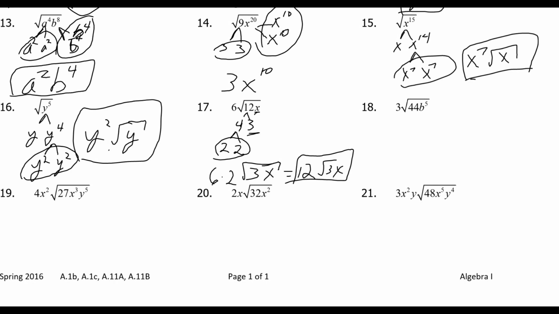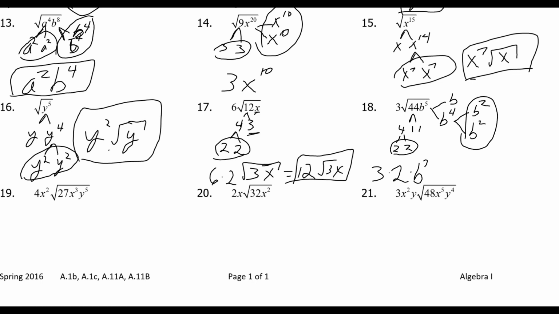Number 18. Alright, we need to break apart this 44 first. That's going to be 4 and 11. That breaks apart into 2 and 2. So there's that. So that's going to be 3 times 2. Then we need to break apart our b to the 5th. So that's b and b to the 4th, which is b squared and b squared. So that means I need to pull out a b squared. And that's going to be under the root of, let's see, there's that. And I need that 11. So it's going to be 11b.